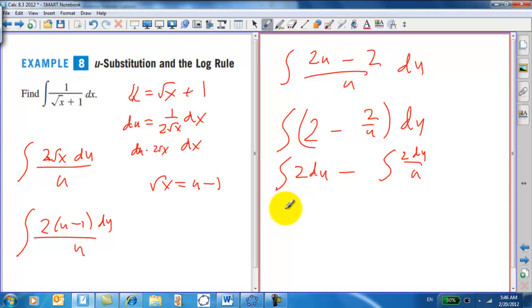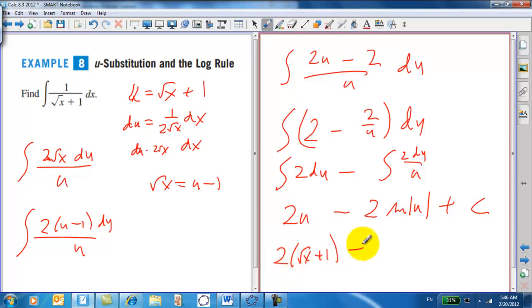So this just ends up being 2u minus 2 times the natural log of the absolute value of u plus your constant of integration. And now you can unsubstitute. So it's 2 times the square root of x plus 1 minus 2 times the natural log of the square root of x plus 1. Notice I don't need absolute values in this case because x has got to be positive in the first place to exist, so that we have real answers. And then we're adding 1 to it. So the output of the square root is positive. If you add 1, that's still going to be positive.